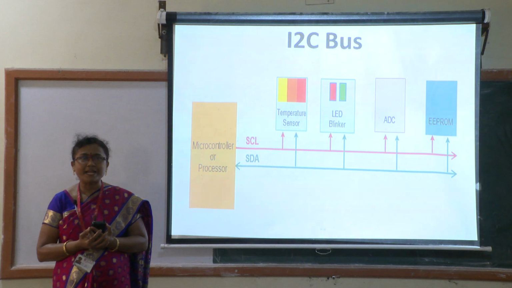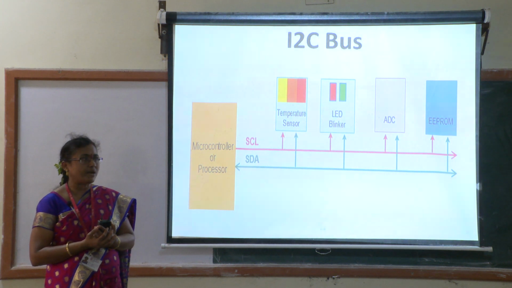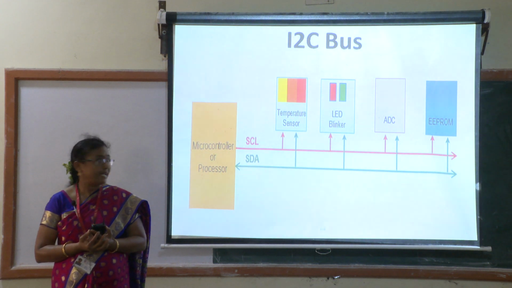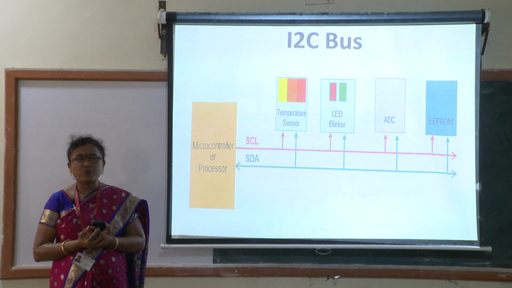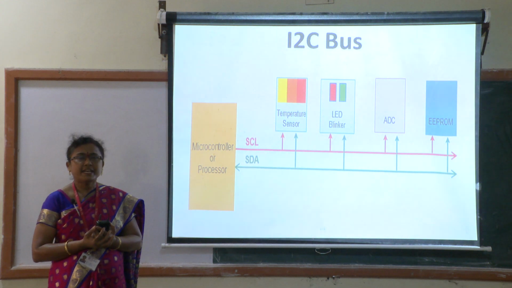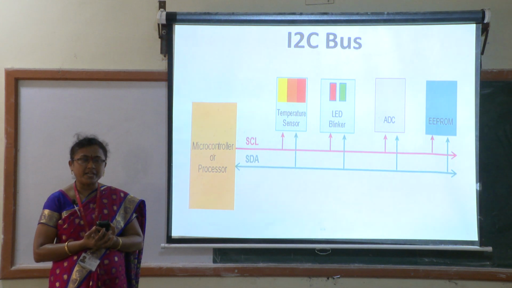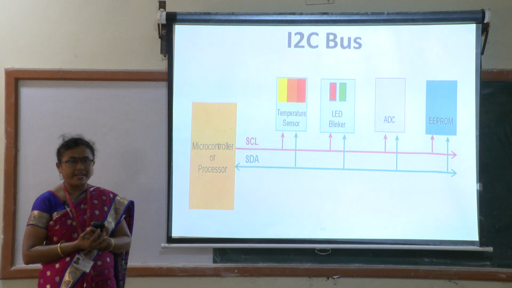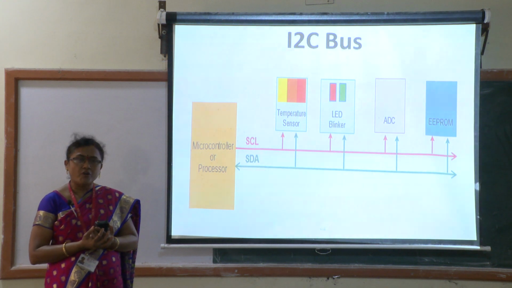Now for your understanding, I am showing here that I am connecting four nodes: one is the sensor, another is the LED, another is the ADC, and another is the EEPROM. Suppose for my application I want to read the value of the temperature. Whenever I read the temperature value, the LED has to blink. Then I need analog to digital conversion, and that will be loaded into my memory. All these nodes are slave nodes controlled by the master. So it is a single master with four slaves.